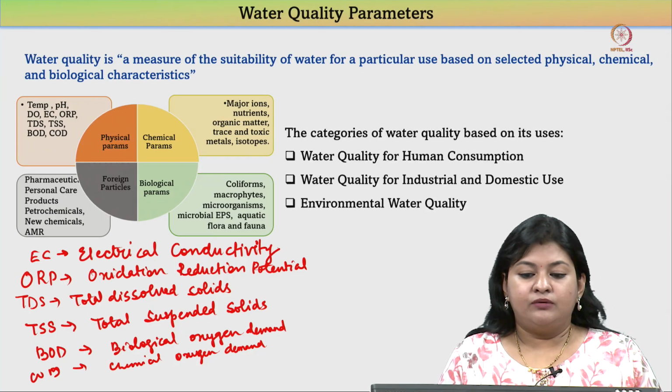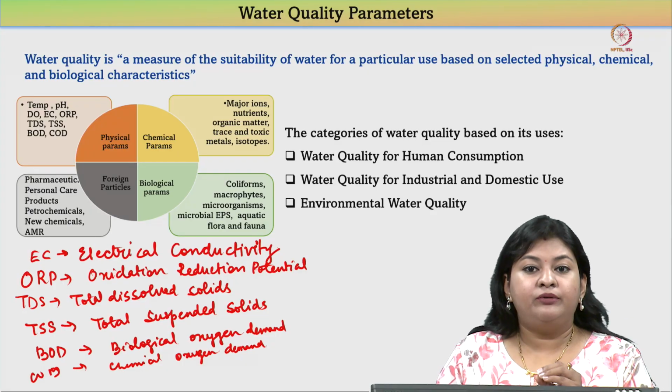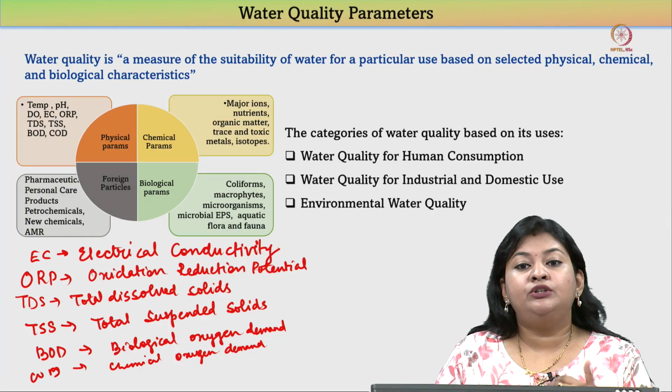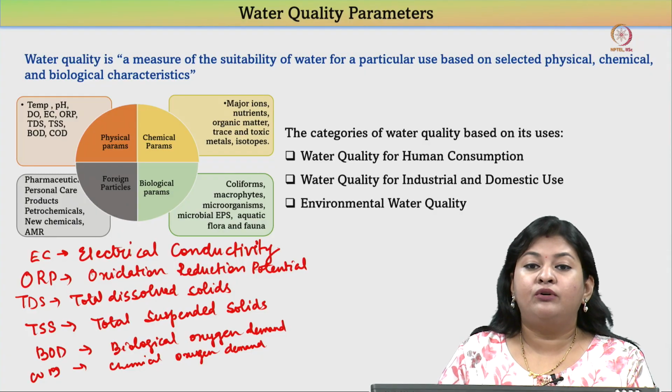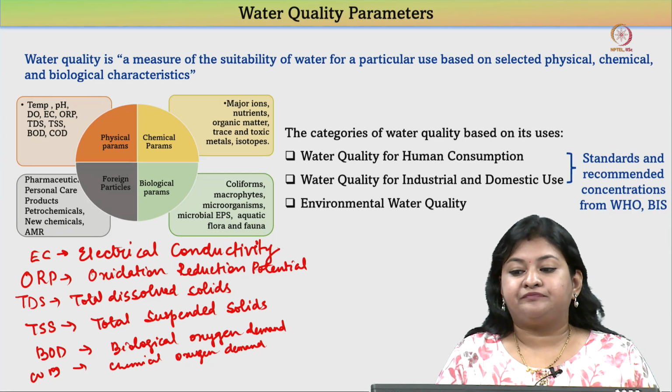Okay. So, as I was telling, all these parameters we are going to measure, and then we are going to determine what the water quality is. And as I said, based on the use we have, we are going to say whether it is fit for human consumption, or whether it is fit for industrial use, whether it is fit for domestic use, or fit for the general environmental water quality, right.